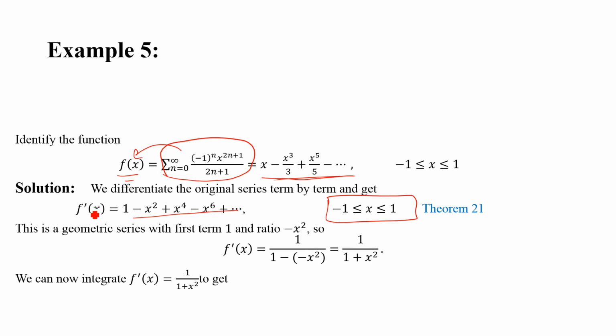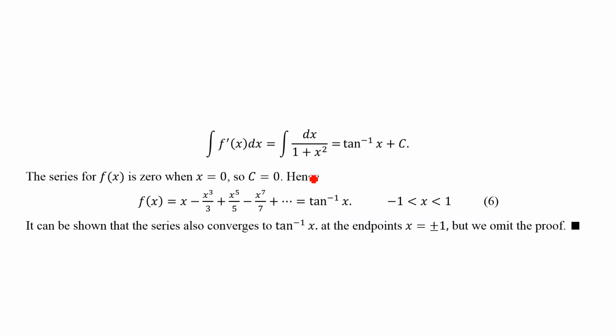So, let's find the sum. f prime of x is the first term divided by 1 minus the common ratio. The common ratio in this case is minus x squared. So 1 over 1 plus x squared. That is, the derivative of this series converges to 1 over 1 plus x squared. In order to find f(x), we have to integrate it. Integrating both sides, we have tangent inverse x plus c. So our original series f(x) converges to tangent inverse x in this interval.